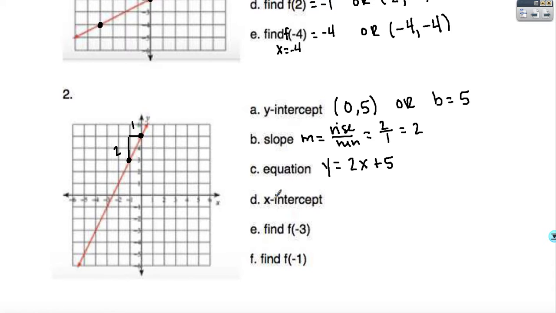It also asked me to find my x-intercept, so that's where it crosses the x-axis. So I would look at where my red line crosses my x-axis, and it looks like it's about right here. So that appears to be between -2 and -3. So it looks like my x-intercept might be at like -2.5, but remember we write that as a coordinate, so (-2.5, 0).